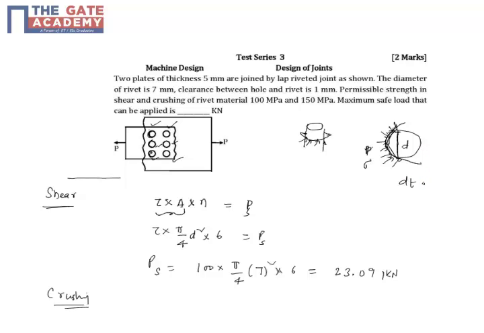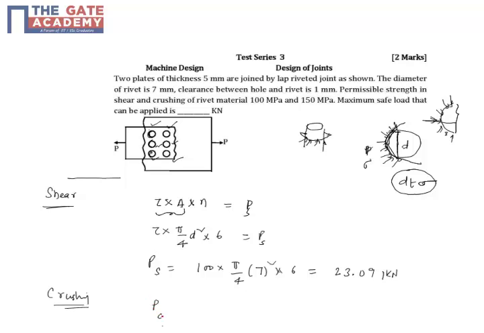So dt into sigma, just like in fluid mechanics, dt into pressure, you want to find the total horizontal force. The vertical will cancel because of the semicircular distribution. When you have a uniform pressure or stress acting, the top half will cancel the bottom half, and only the horizontal will be there. So the horizontal force will be the stress into the projected area. The projected area is diameter into thickness. This is the crushing load supported by each rivet, and the number of rivets is 6.